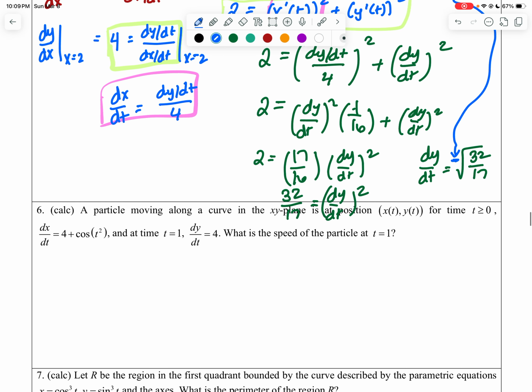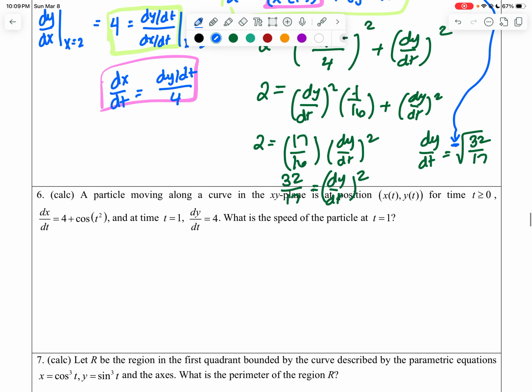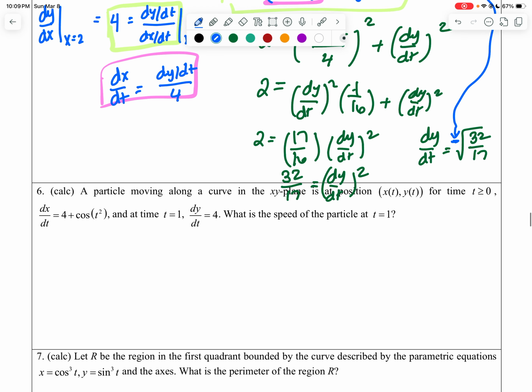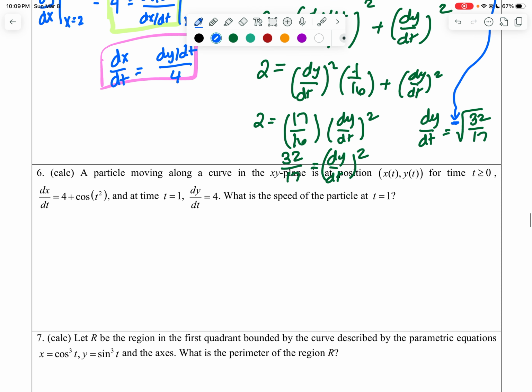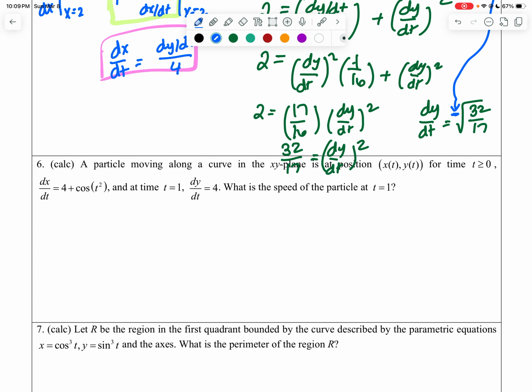All right, for number 6, we have a particle moving along a curve in the xy-plane for time t greater than or equal to 0. dx/dt and dy/dt are given, and we want to find the speed of the particle at t equal to 1.